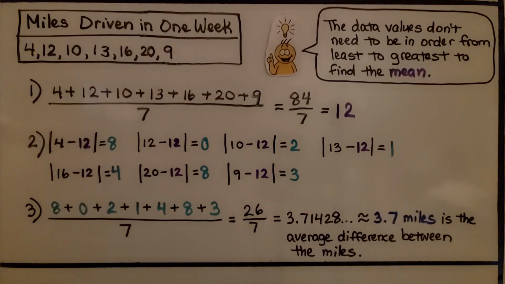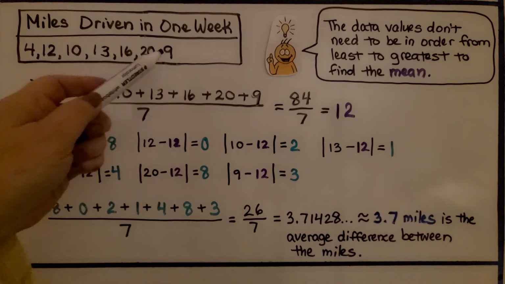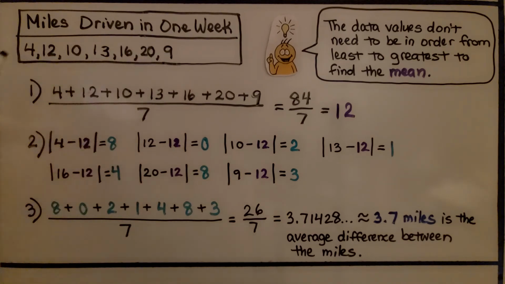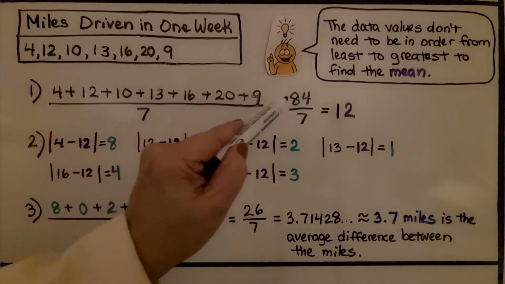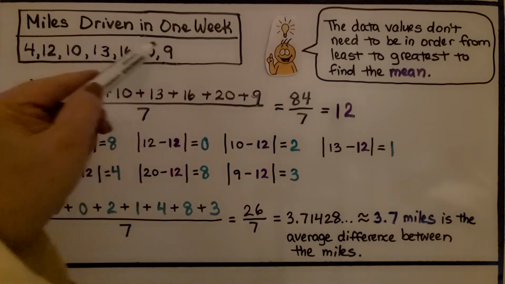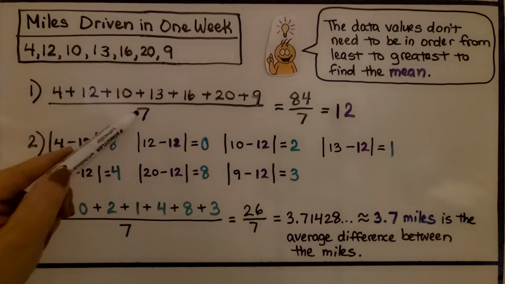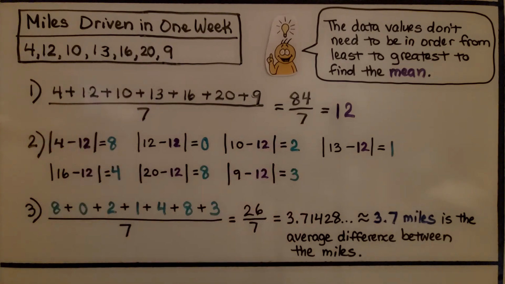Now let's try it again with 7 data values. So these are miles driven in 1 week. We've got 7 data values. If you notice, they're not in order. We've got a 4 here, then a 12. Look at, there's a 9 way over here. They're not in order from least to greatest, and they don't need to be. We just need to find the average, the mean. We add all of them up and get a sum of 84. And because there's 7 values, we're going to divide by 7. We get 12. That's the mean of the data set, the average of the data set.